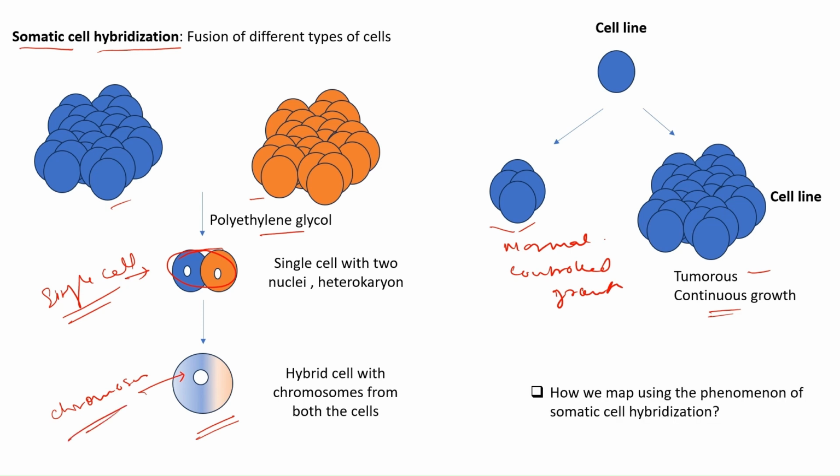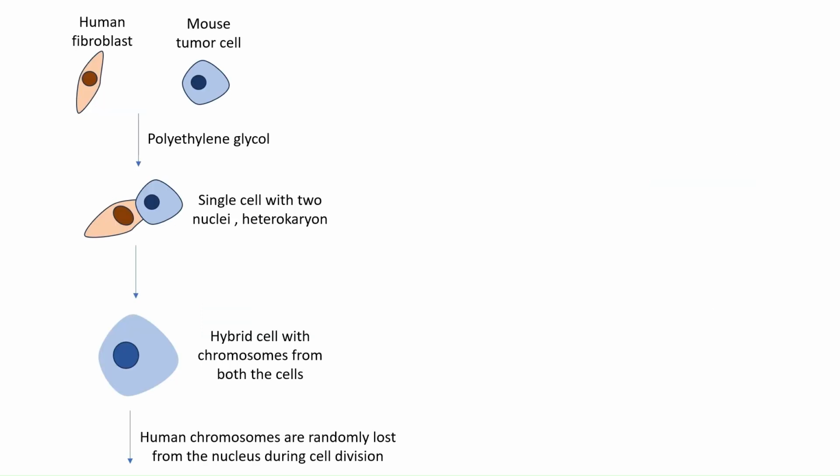Now, how do we use this method? The question is how we use this phenomenon to map any gene to a chromosome. For this, we fuse two types of cell: one is a human fibroblast, and the second is a mouse tumor cell. We fuse both cells with polyethylene glycol. After fusion, this is one cell, but they still have two separate nuclei. We call this state a heterokaryon. Karyon means nucleus. They still have two types of nuclei, hence the word hetero. This stage is called heterokaryon.